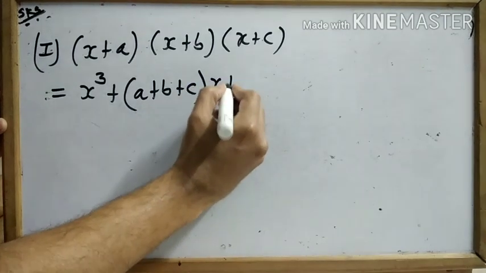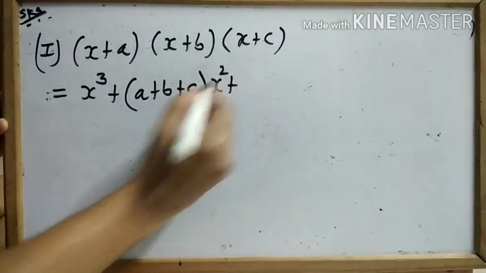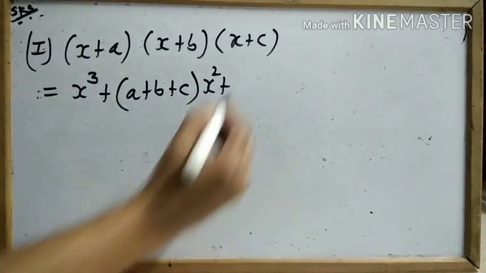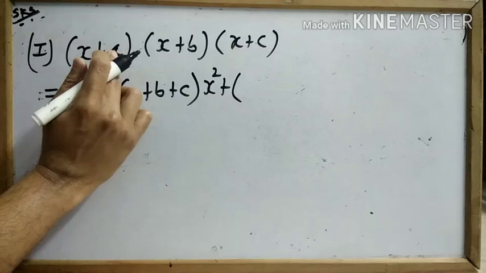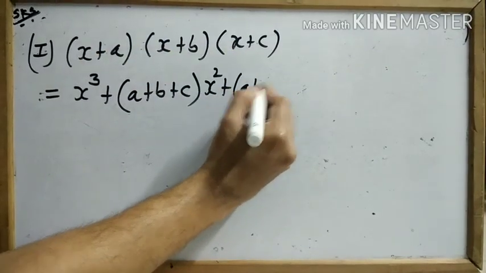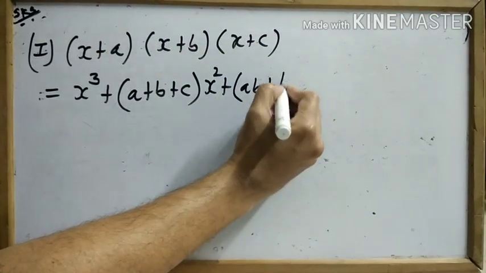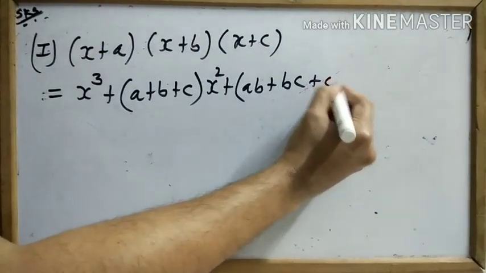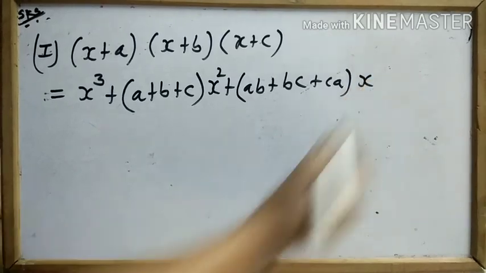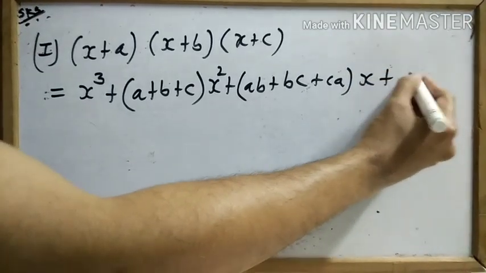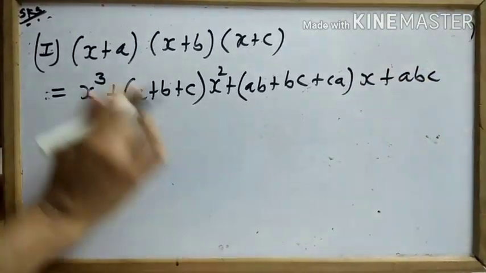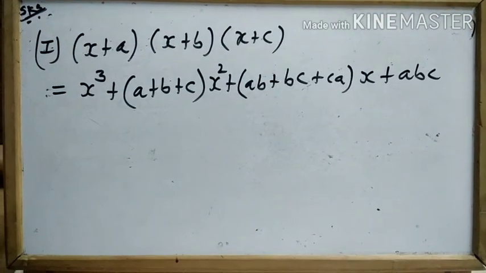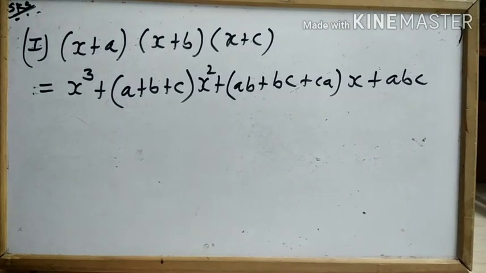Into x squared. So x cube plus (a plus b plus c) into x squared. Then it will be the product of ab, the product of bc added to it, and lastly added is c into a, bracket closed, into x. And the last term will be the product of the second term of each bracket, a into b into c. Now, as I told you, I will show you how to remember it.